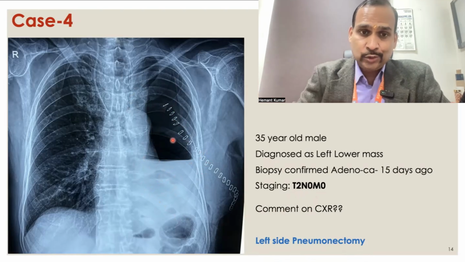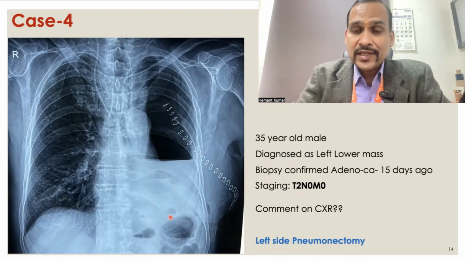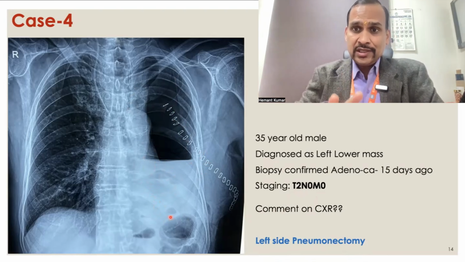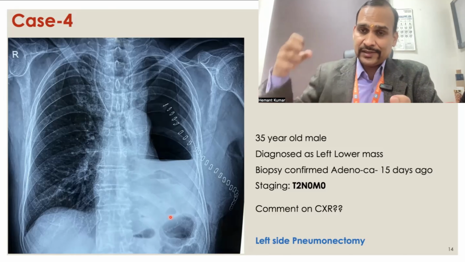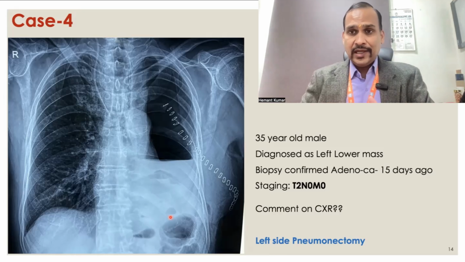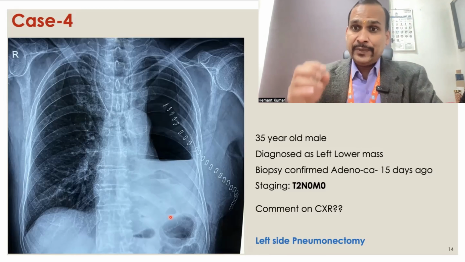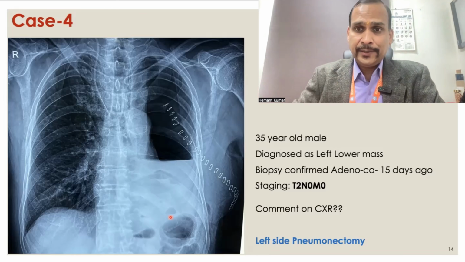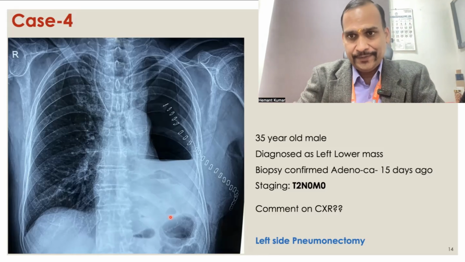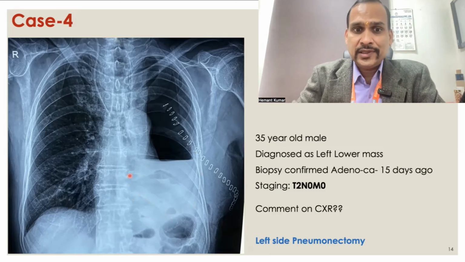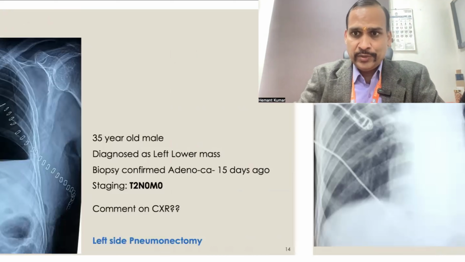Now you will ask the question why this fluid is there. Whenever there is acute surgery like a pneumonectomy, once they have removed the lung, there is a potential space, and one potential space is there in the immediate post-operative period. There is reactionary fluid inside the thoracic cavity. So this is reactionary fluid, especially in the beginning of the post-operative period. Okay, so this is left side pneumonectomy, acute condition.